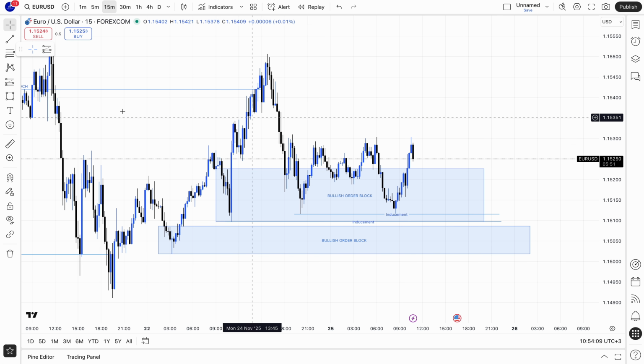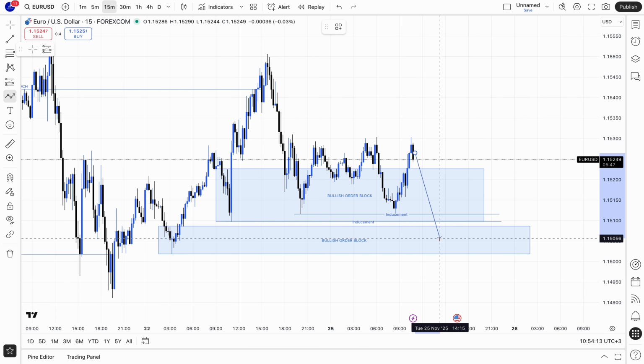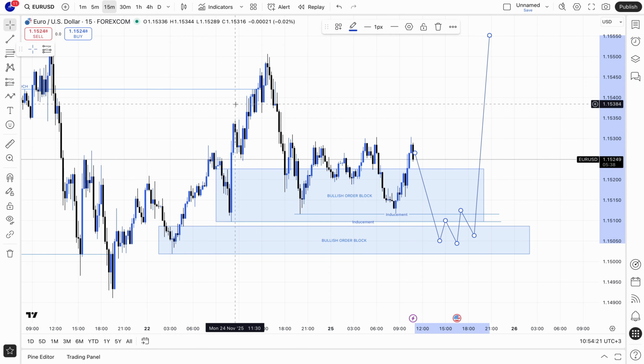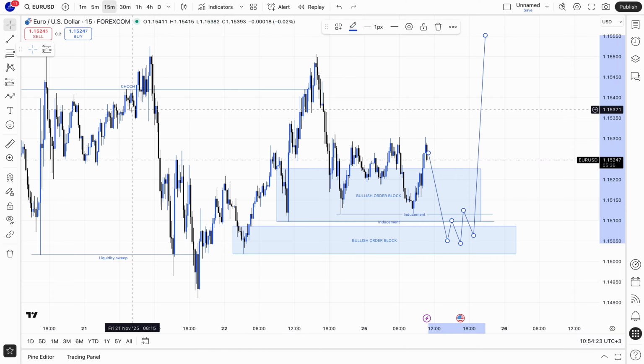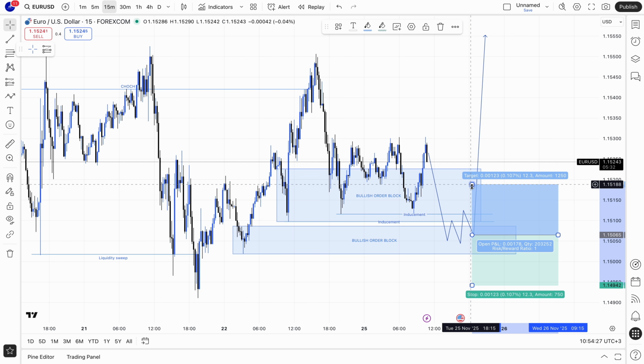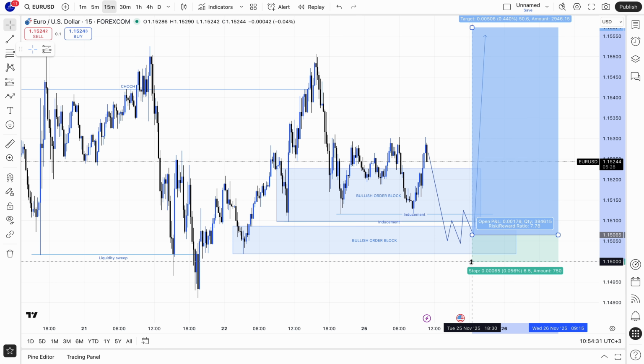You see? Then my plan is very, very simple. I need to see the price run into here, and then get my entry confirmation. Then I continue buying this price, and I target the next swing high, right?